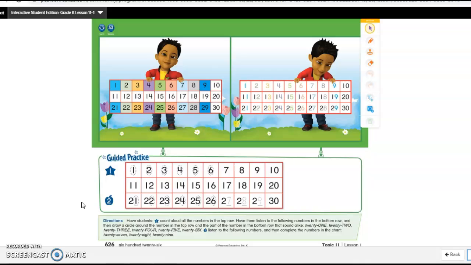Because they both have a 1 in the ones place. And then up here we have a 2 and a 22, a 3 and a 23. Okay? So what number is missing here after the 26? 21, 22, 23, 24, 25, 26.